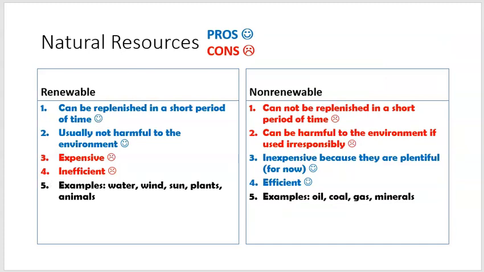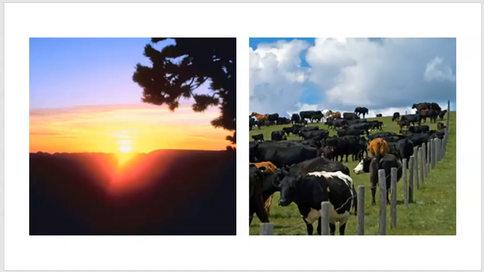There are definite pros and cons for each type of natural resource. For example, renewable resources can be replenished in a short period of time and are usually not harmful to the environment. Unfortunately, they are usually expensive and inefficient. Non-renewable resources are typically inexpensive because they are plentiful and they're efficient, but they cannot be replenished in a short period of time and can be harmful to the environment if used irresponsibly.